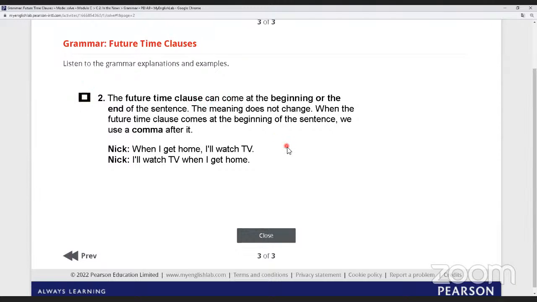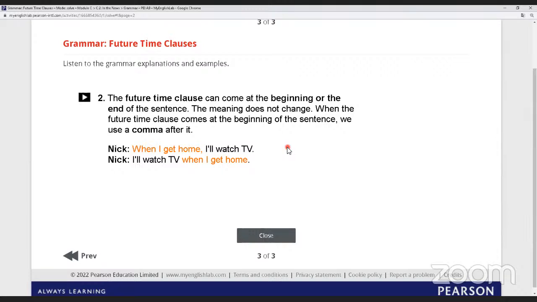The future time clause can come at the beginning or the end of the sentence. The meaning does not change. When the future time clause comes at the beginning of the sentence, we use a comma after it. When I get home, I'll watch TV. I watch TV when I get home. As I told you at the beginning, in point number 1, the order of the clauses is not relevant for us, right?